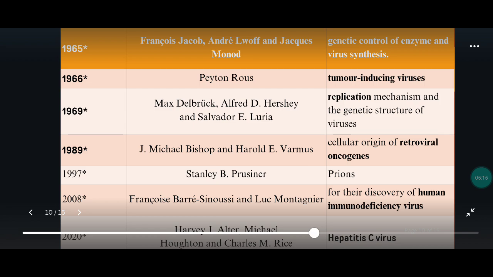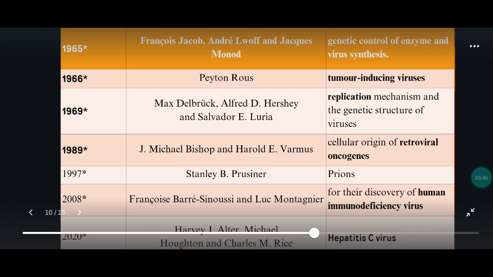In 1965, Francois Jacob, Lwoff, and Monod studied genetic control of enzymes and virus synthesis, for which they were awarded the Nobel Prize. In 1966, Peyton Rous studied tumor-inducing viruses. In 1969, Max Delbruck, Hershey, and Luria studied replication mechanisms and genetic structure of viruses, for which they were given the Nobel Prize.